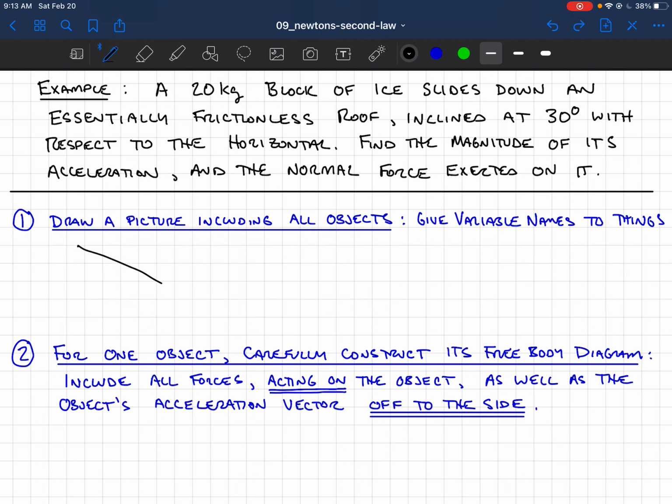Whoa, I don't know what happened to that roof. So we have a roof here, and the roof is angled at 30 degrees. So I'm going to give a name to that. We'll call it theta.